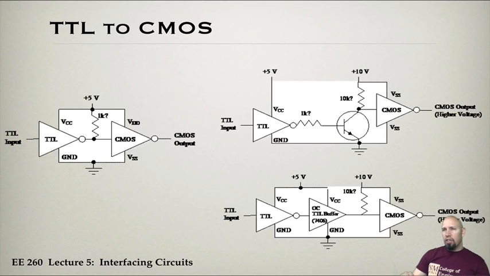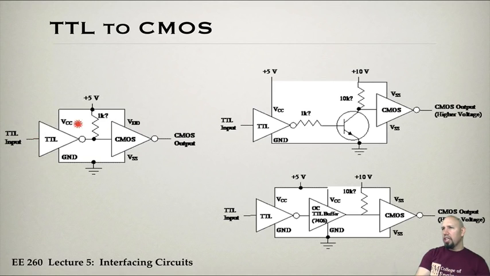So now how do you convert between the two? Well, here are some circuits that can be used to convert. Oh, the other thing about CMOS is it's not necessarily 0 to 5 volt. CMOS could actually be other voltages, for example, 10 volts. That's an issue that would need to be dealt with.